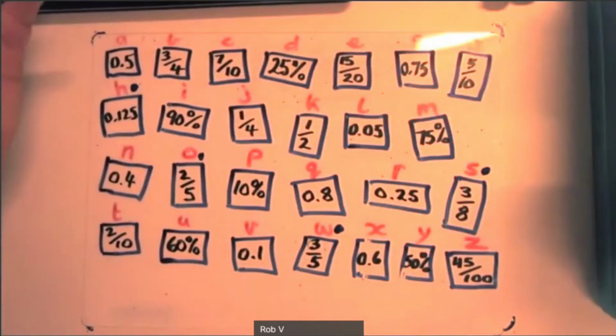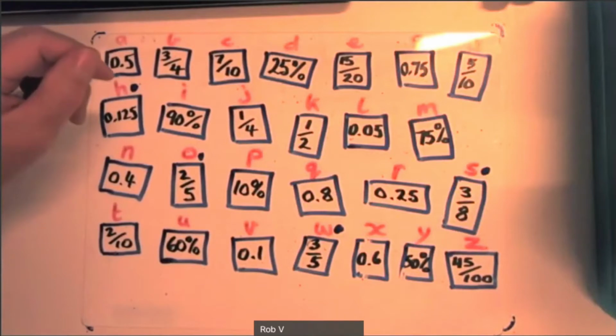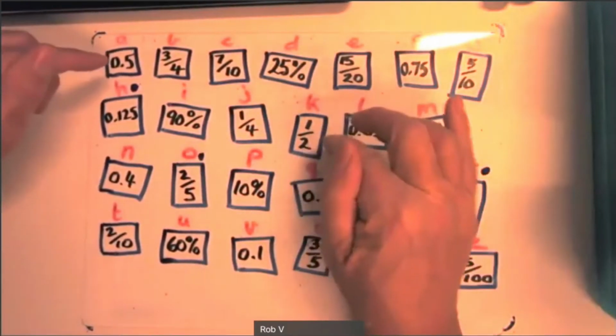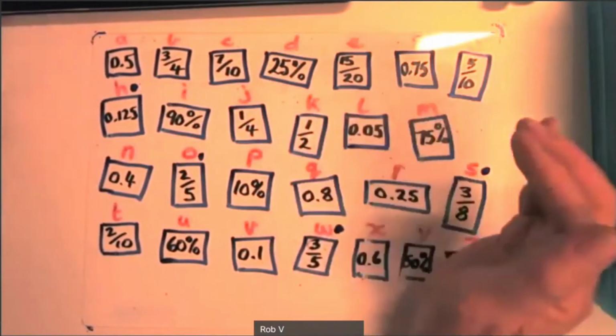It's like I said, I love it. It's so open. You can make it as easy for yourself. If you're a struggler, you can go A and K, which is 0.5 plus a half. That's going to get you to 1.